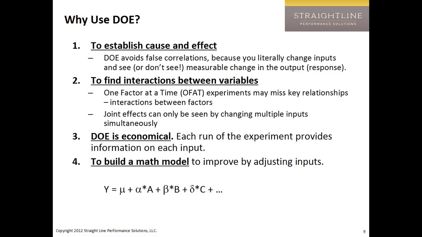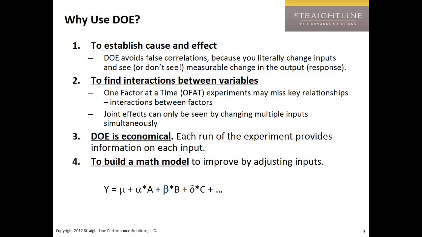Why would you do it? Well, 3 different reasons. One is to establish cause and effect. Sometimes we have 2 things that are related to each other, but one doesn't affect the other. We can make predictions, but we can't make improvements based on that correlation that is not causal. However, with DOE, we're actually wiggling the inputs so we can see if the outputs wiggle or if they don't.